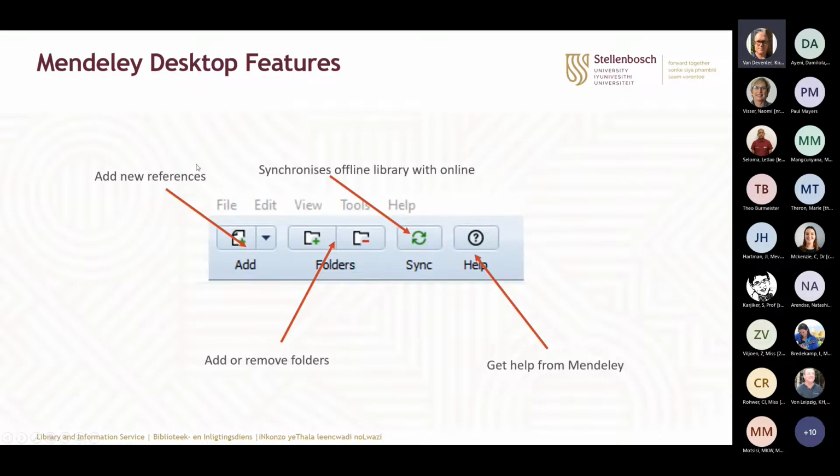This little table is just some shortcuts from the tabs at the top. So here you can add some new references. Here you can add or remove folders. And very important is the synchronize option. Mendeley Desktop is a completely offline application, and it only connects to the internet when you tell it to sync. So very often, if you get references from the internet, you first have to synchronize so that it downloads those references from your Mendeley library in the cloud. And then there's the help section again.